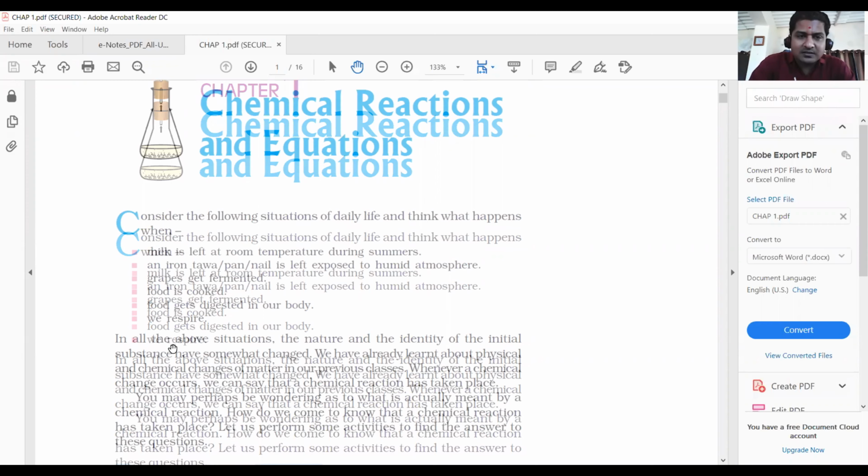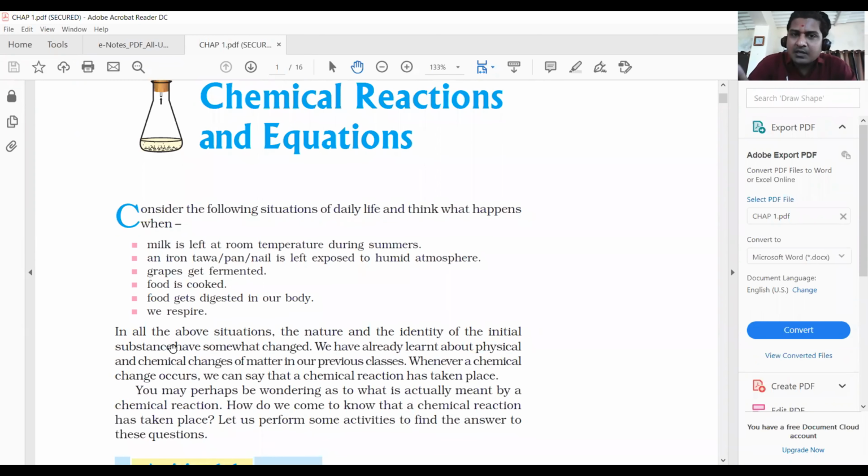These are all different kinds of chemical reactions. In all the above situations, the nature and the identity of the initial substance have somewhat changed. We have already learned about the physical and chemical change of matter in our previous class. Whenever a chemical change occurs, we can say that a chemical reaction has taken place.